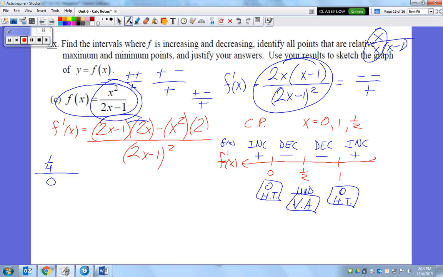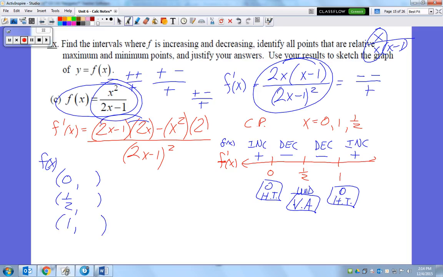Okay, so here we go. Let's get these points first of all. F of x, y's. F of x, we have 0, what? We have 1/2, and we have 1.